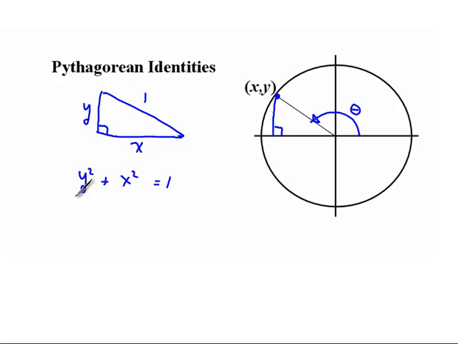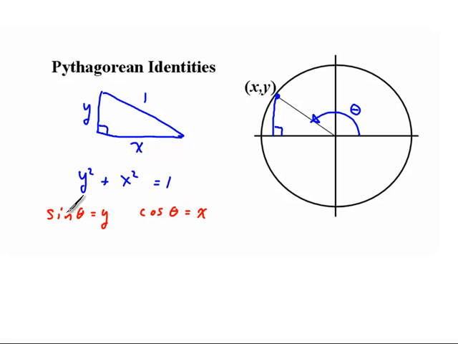The next thing that's going to be really useful to remember is that x and y were equal to some of my trig functions on the unit circle. In particular, the sine of theta was defined to be the y-coordinate on the unit circle, and the cosine of theta is defined to be the x-coordinate on the unit circle. Knowing that, I can make a substitution.